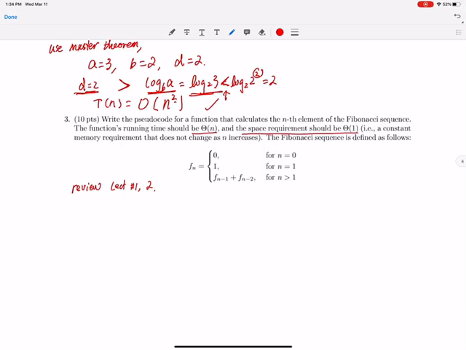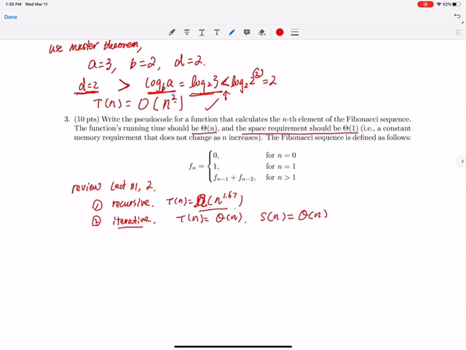Solution number 1 is a recursive way, and the running time is exponential. It should be this simple, so it definitely does not meet our requirement. And the second one is the iterative solution, in which the running time is linear, but the space required is also linear.